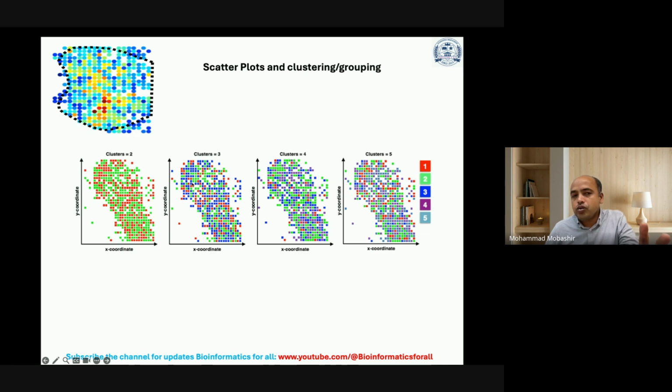So one is red, blue, and green. Here, red and green. Here, again, four colors, which means four clusters, then five clusters. So this is how you could easily represent a large number of highly dense data in an easily understandable way and with full clarity.